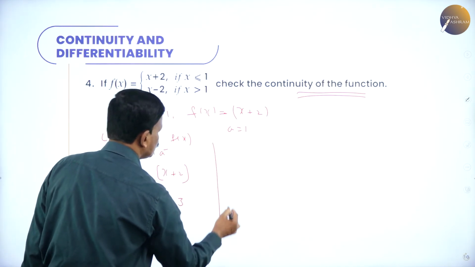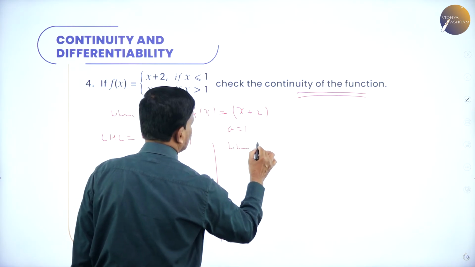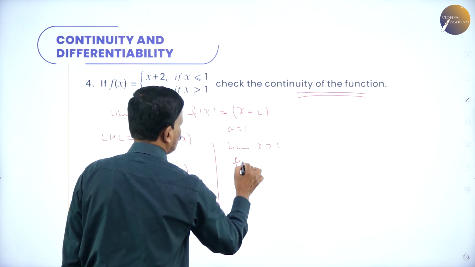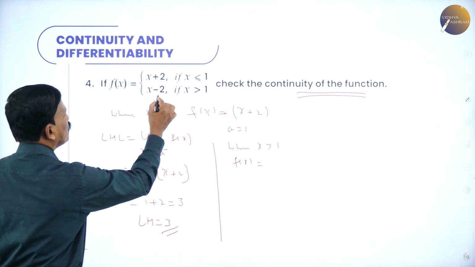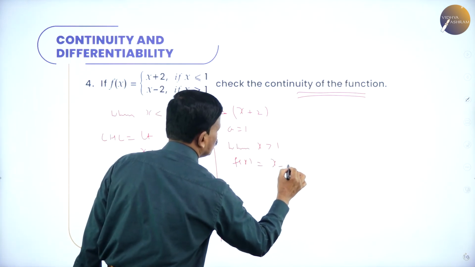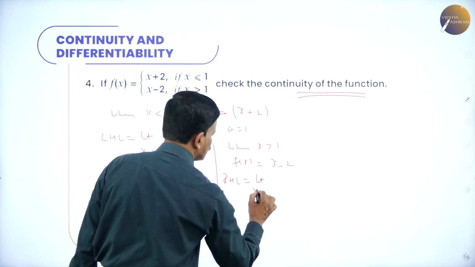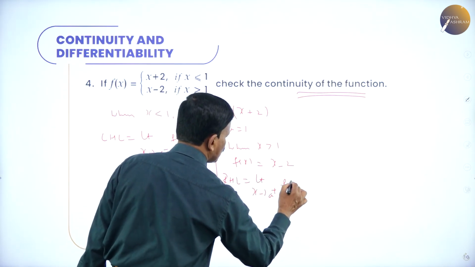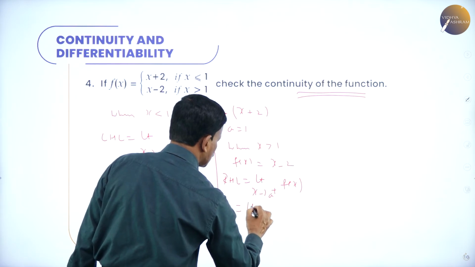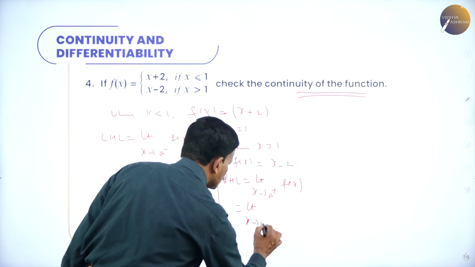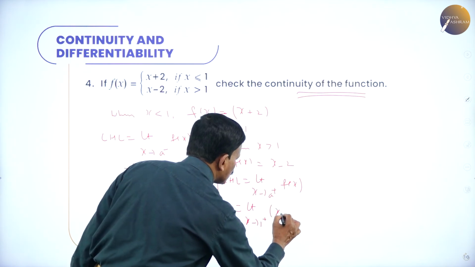Now let us come to this second part. When x is greater than 1, what is f of x? f of x is equal to x minus 2. Now according to the definition, right hand limit is equal to limit x tends to a plus f of x. So this is limit x tends to a plus, what is a here? 1 plus, f of x is x minus 2.